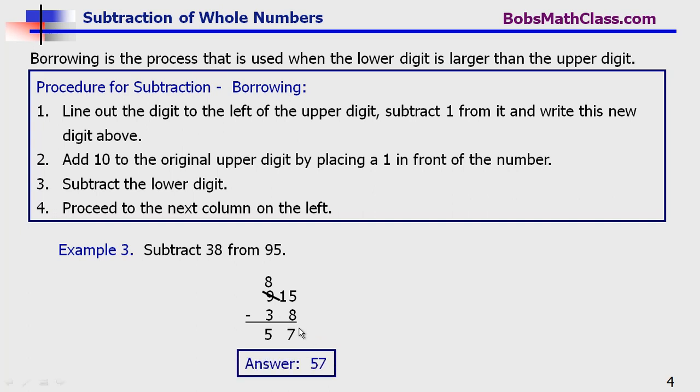If we wanted to check your answer, you could actually add the 38 and 57, and you should end up with 95. If it doesn't work out, then there's a mistake. So you could always check by adding your answer to the subtrahend. Remember, top number was called the minuend, bottom number is called the subtrahend.